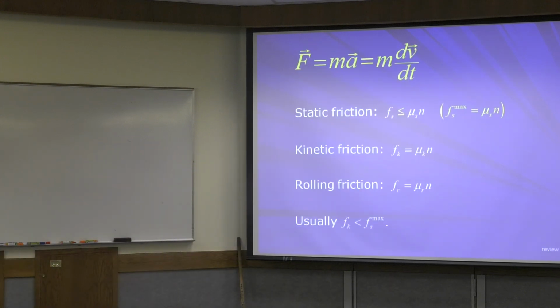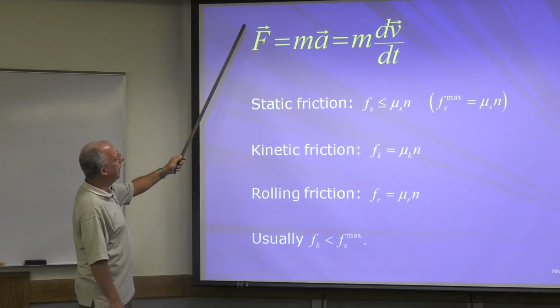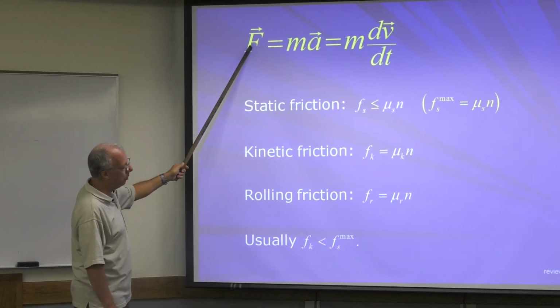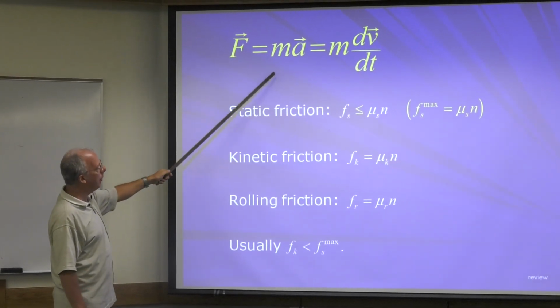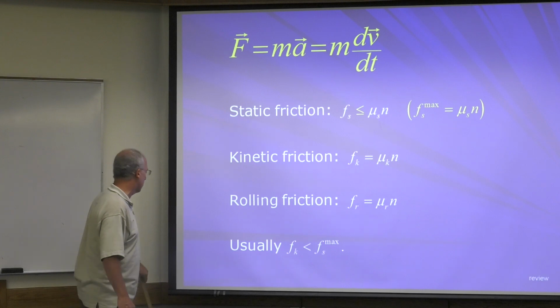So here's basically the chapter. F equals ma, right? And again, when we write F, it's really the sum of the external forces, if we're just too lazy to write it. F equals ma, which equals m dv/dt. That is the most important equation in all of classical physics.